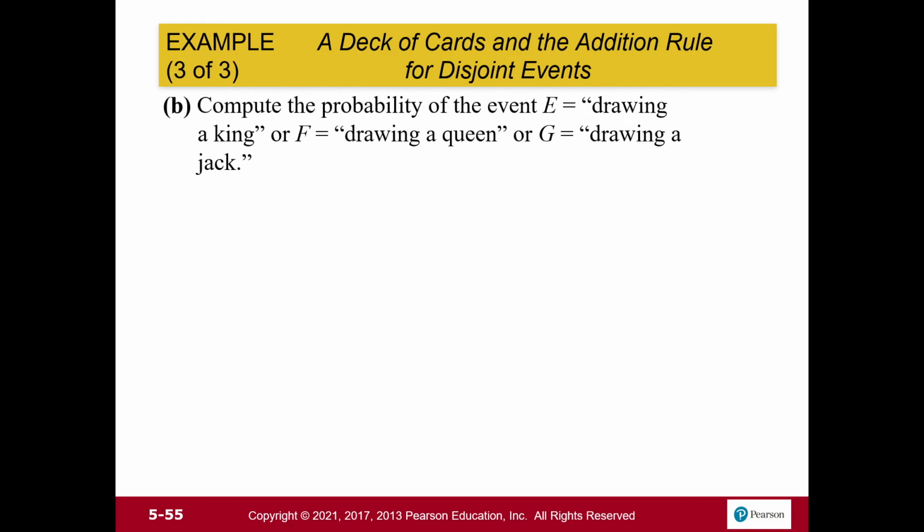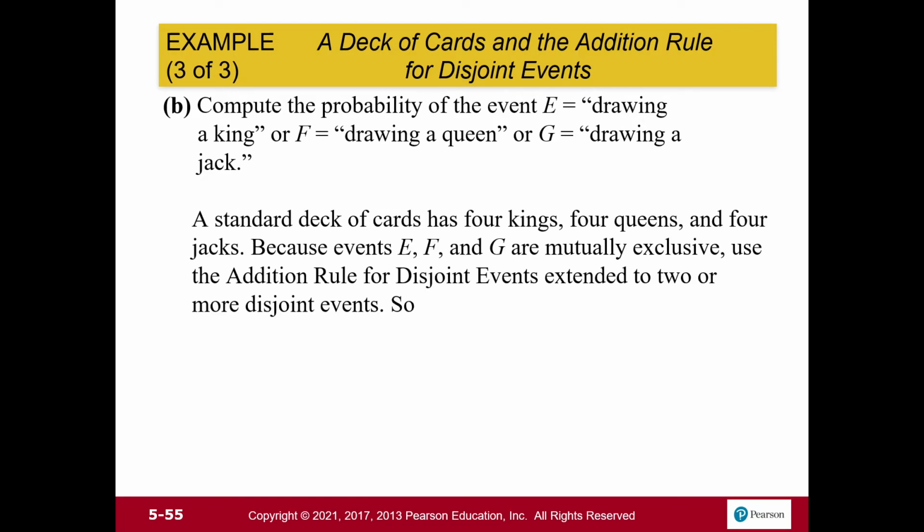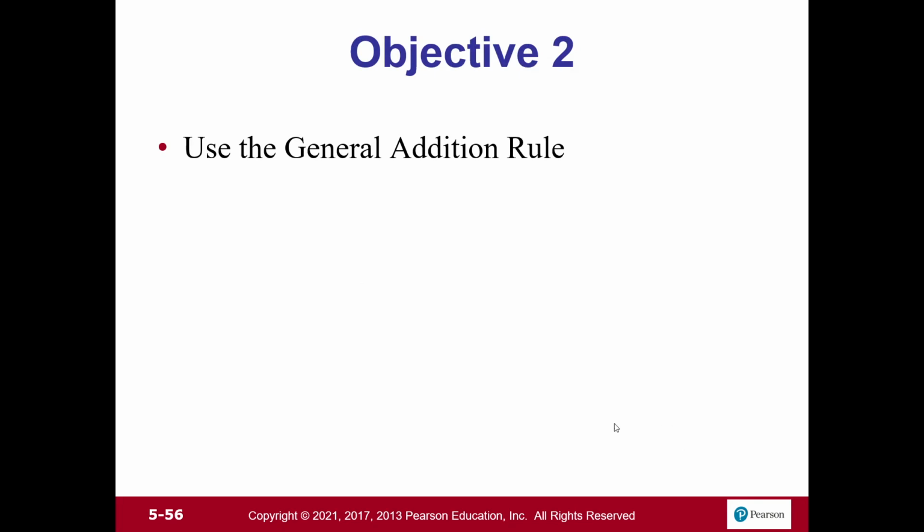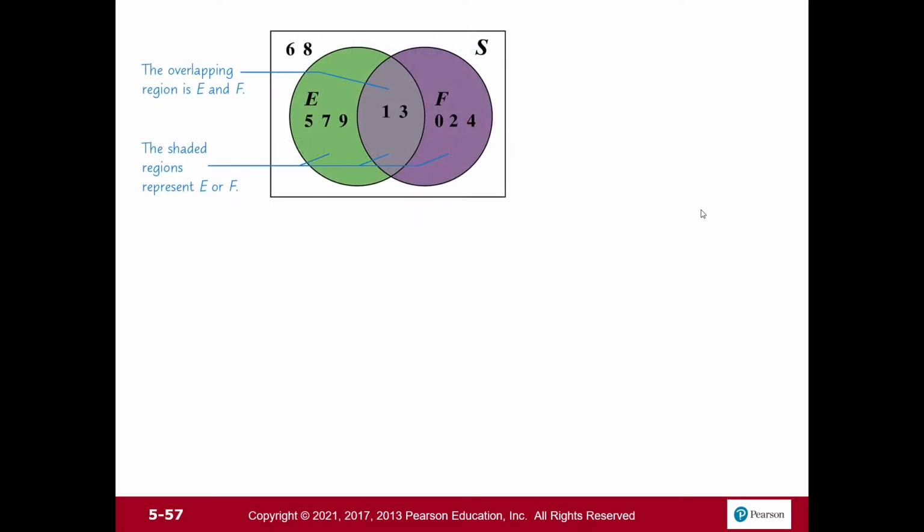Compute the probability of the event E drawing a king, or F drawing a queen, or drawing a jack. So here it is. A standard deck of cards has 4 kings, 4 queens, and 4 jacks. These are all exclusive. And so here it is. The probability of a king or a queen or a jack is just going to total 3/13. So here's the second objective. And this time they're not going to be mutually exclusive.